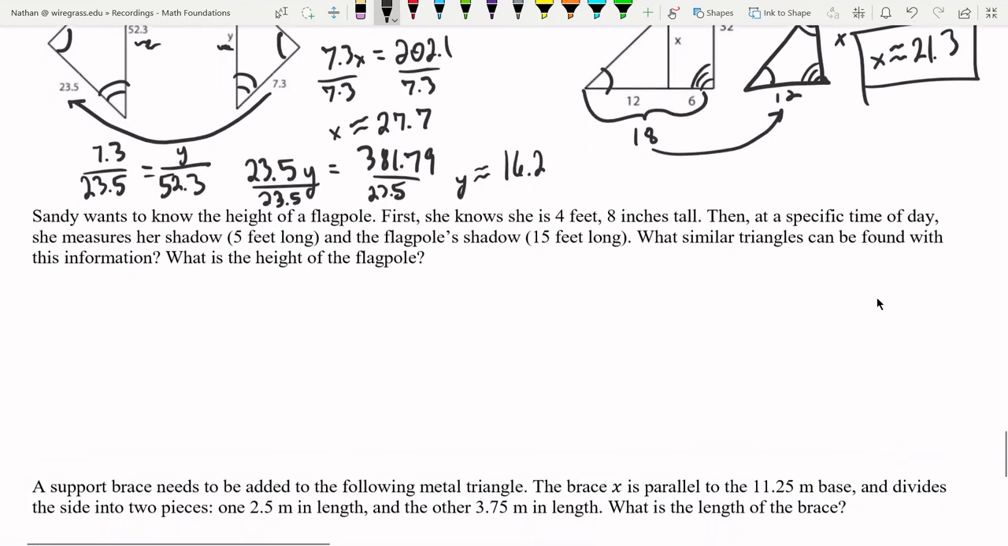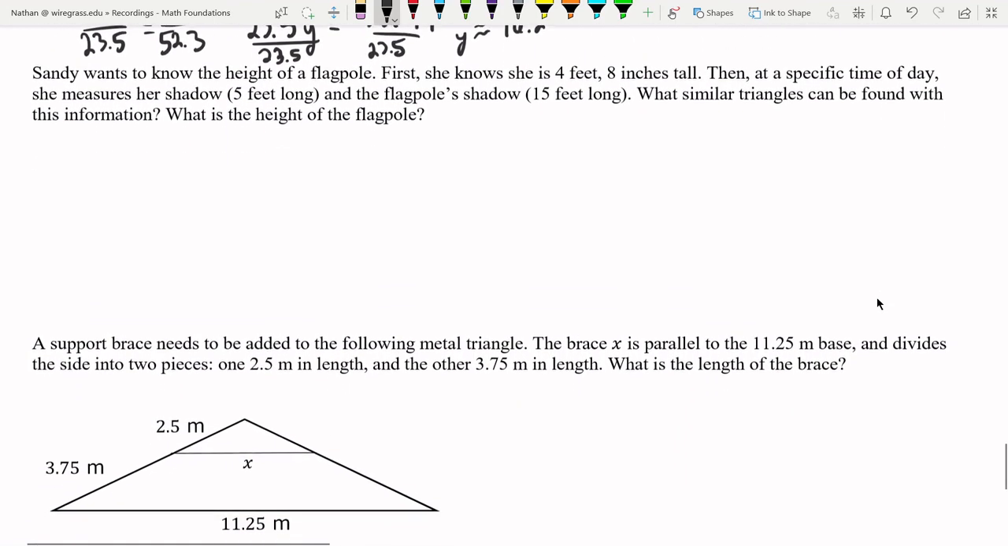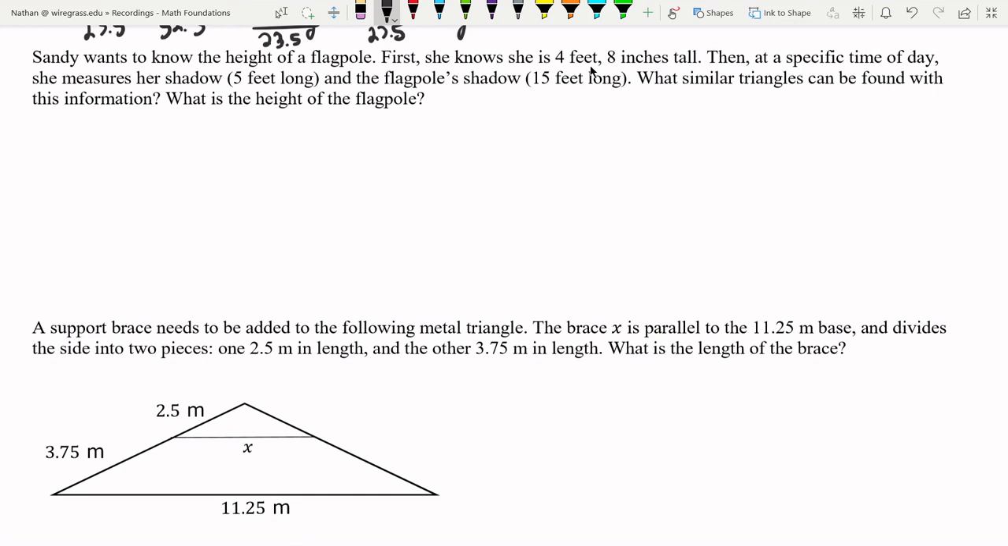Okay, Sandy wants to know the height of a flagpole. First, she knows that she is 4 feet 8 inches tall. And at a specific time of day, she measures her shadow, which is 5 feet long. The flagpole's shadow is 15 feet long. So first off, what similar triangles can be found, and what is the height of the flagpole? So she is, this is Sandy here.